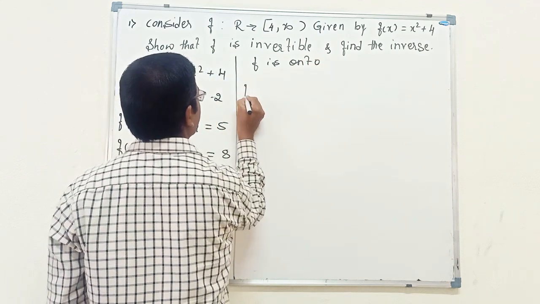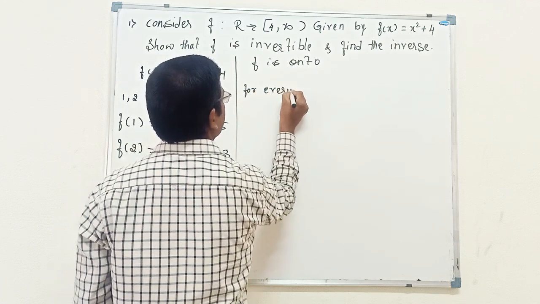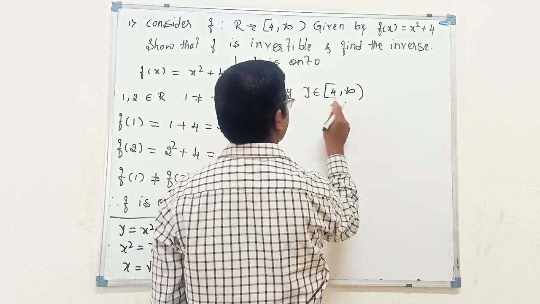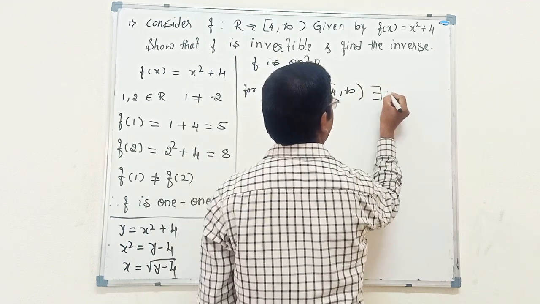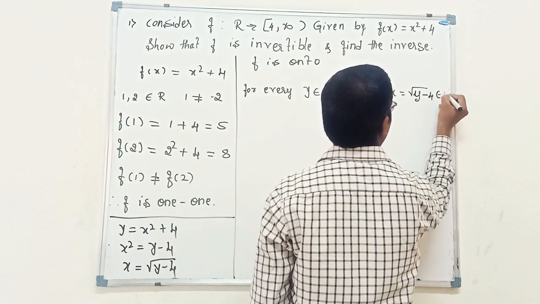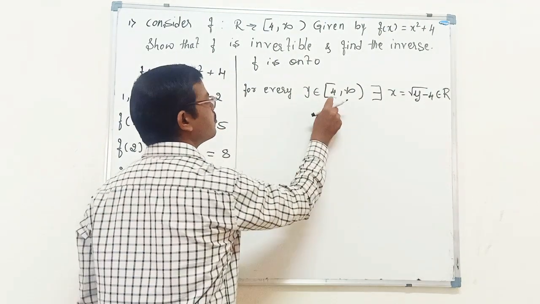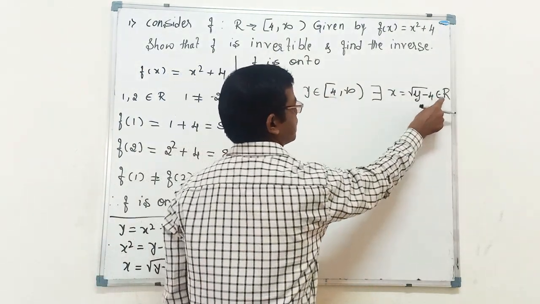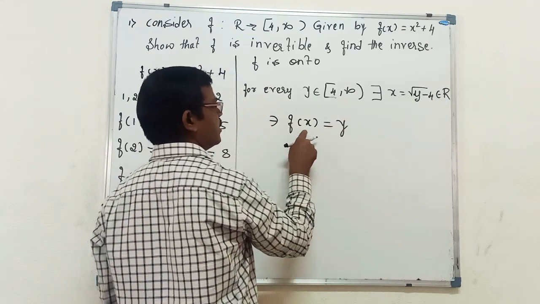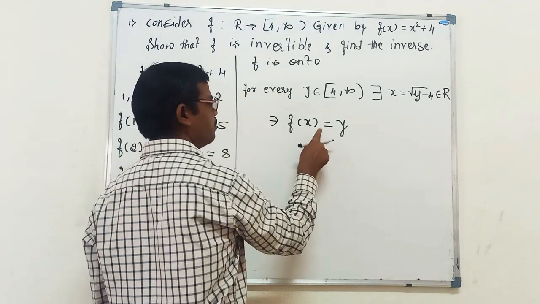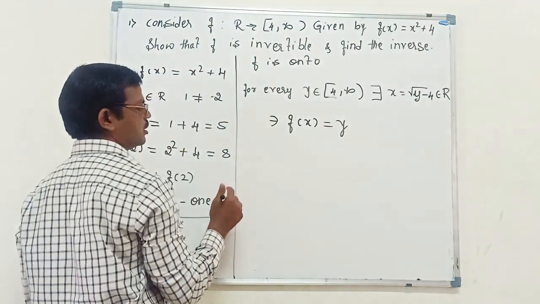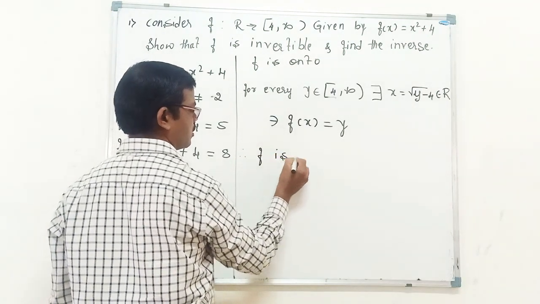For f to be onto means, for every y belongs to the codomain. What is the codomain? 4 to infinity. There exists x, x is equal to root of y minus 4, so this belongs to R. So if you put any real number including 4 to infinity, it will belong to the real numbers, such that f of x is a pre-image of y. That pre-image exists in the domain. For every element of the codomain, we have its pre-image in the domain. Therefore, F is onto.